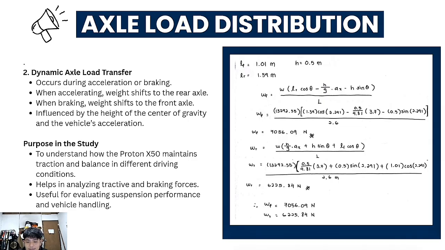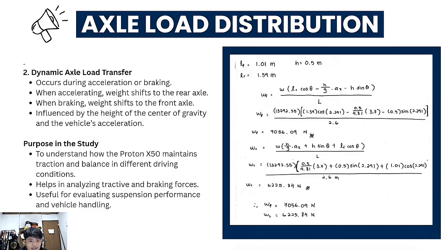For the WR, the formula is W times H per G times AX plus H sin theta plus LF cos theta. So for the WR, we get the answer 6225.84 Newton. So we finally get our final answer for the axial load distribution for front and rear.